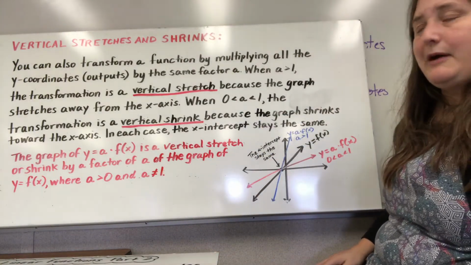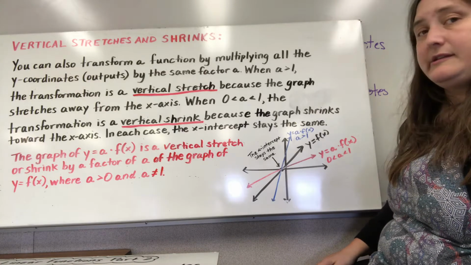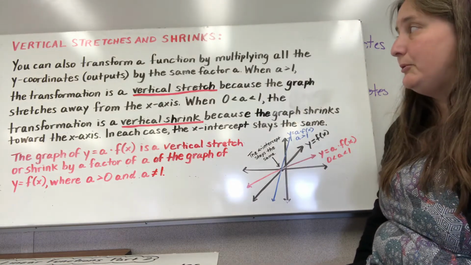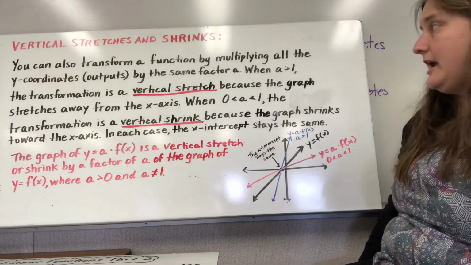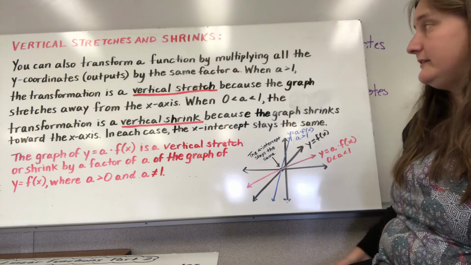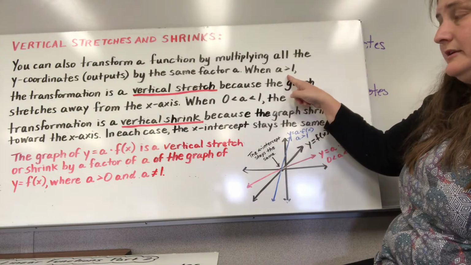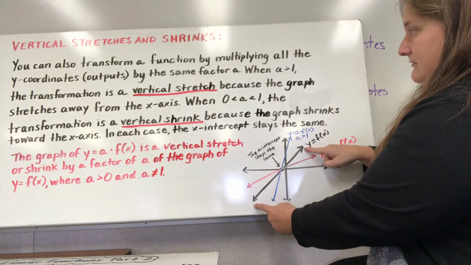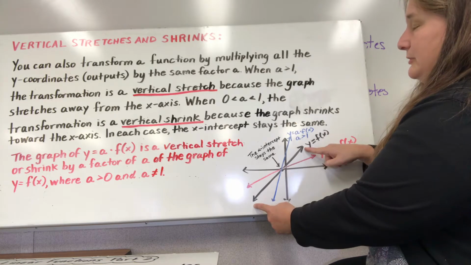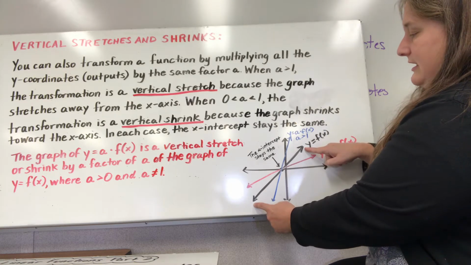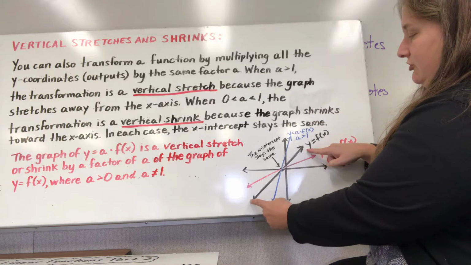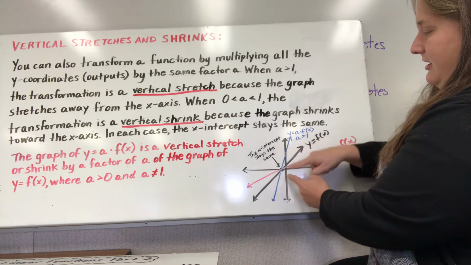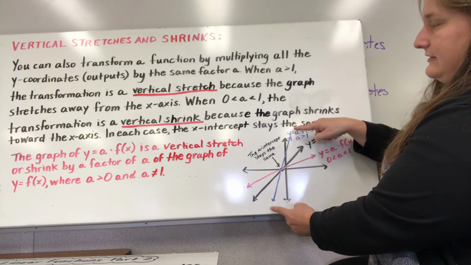We're also going to talk about vertical stretches and shrinks. We can take our parent function and transform it by multiplying all of our y-coordinates, our outputs, by the same factor a. And when we multiply the outputs by this constant, if the constant is greater than 1, it's going to be a vertical stretch. So here we have our parent function, and if we multiply all of the outputs by a, and a is greater than 1, it's actually going to stretch our guy away from the x-axis.